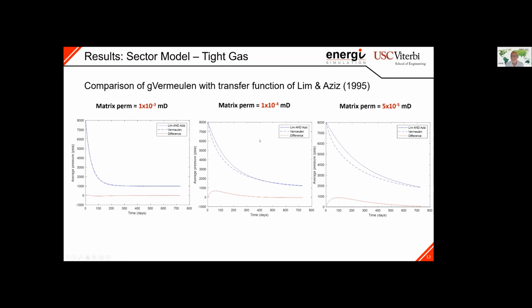As we decrease the permeability, we start to see the two models depart, and a difference building up here, particularly at early times. And as we go to 50 nanodarcy, we can see that even at 100 days, we actually have substantial difference between the average pressure in the reservoir models, which amounts to 1,000 psi.